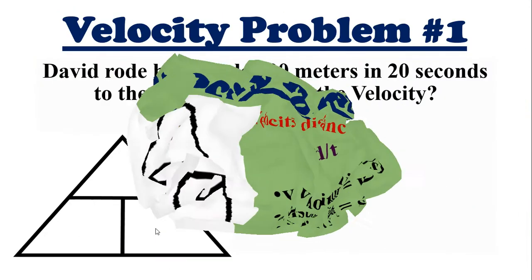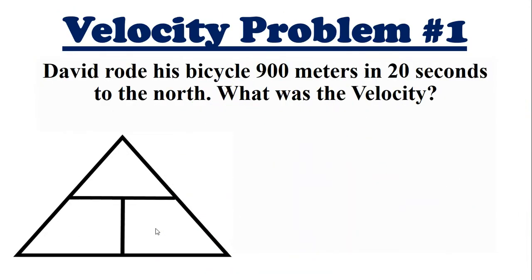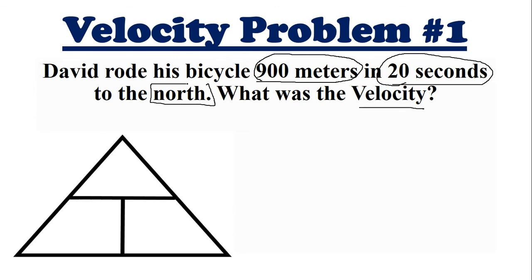All right, here's a problem. It's the only problem we're going to do, but we're going to do one problem. It says, David rode his bicycle 900 meters in 20 seconds to the north. What is the velocity? So we circle what we're trying to find. We have 900 meters, we have 20 seconds, we're trying to find velocity, and this is important because there's a distance here, a direction here.